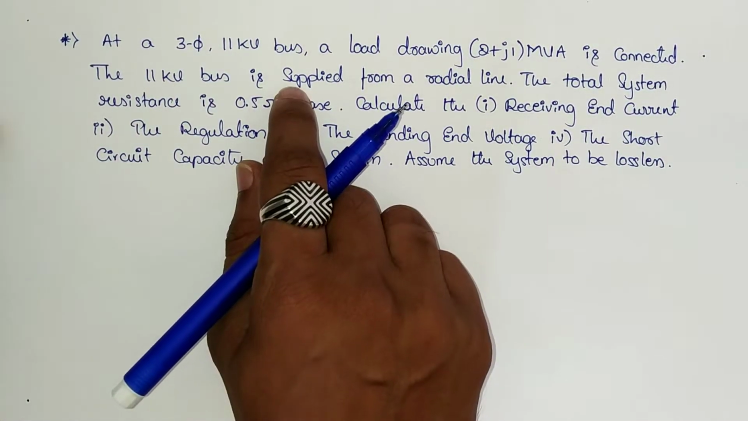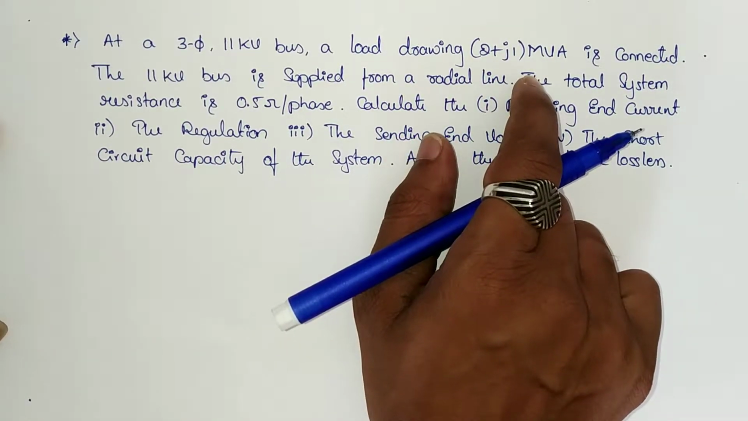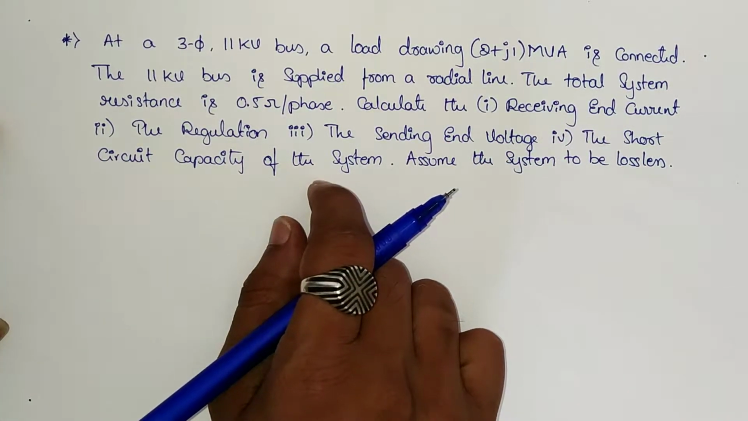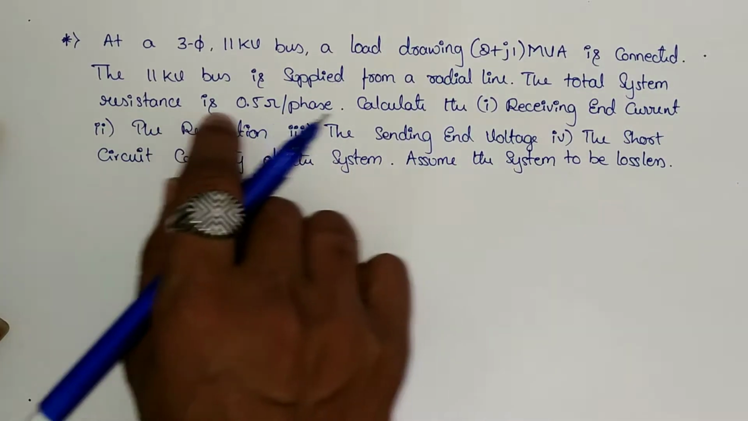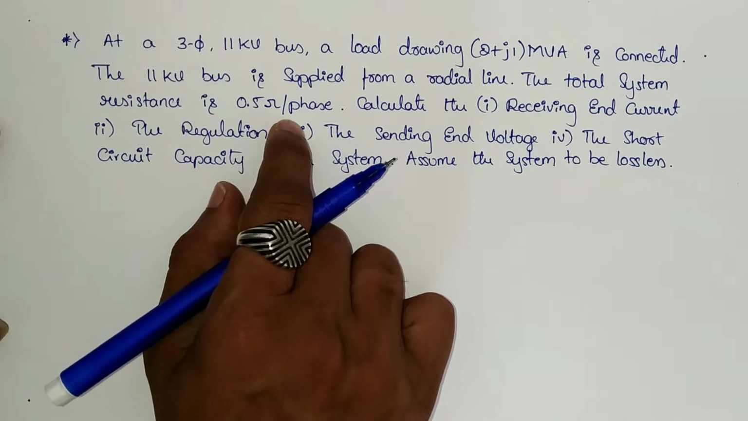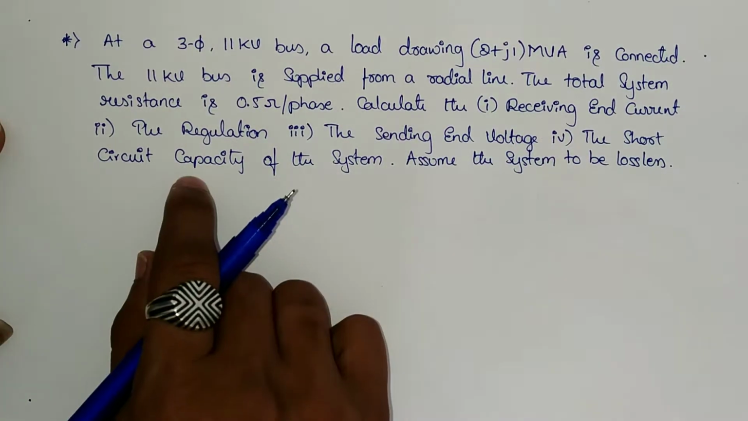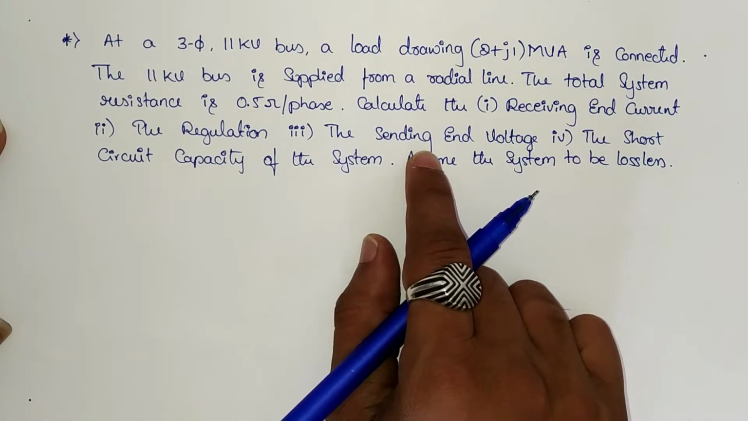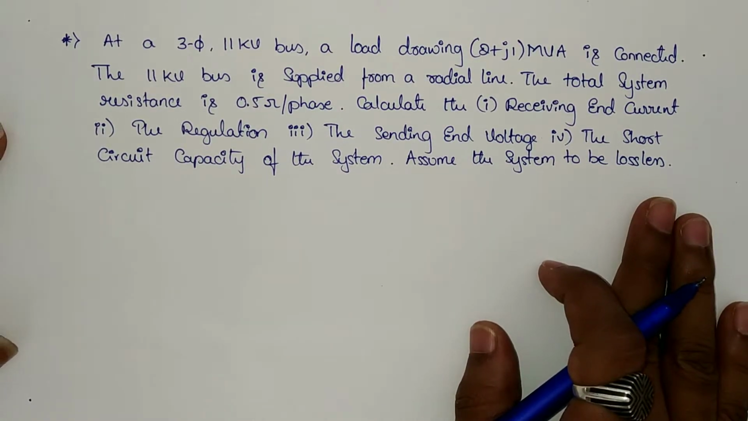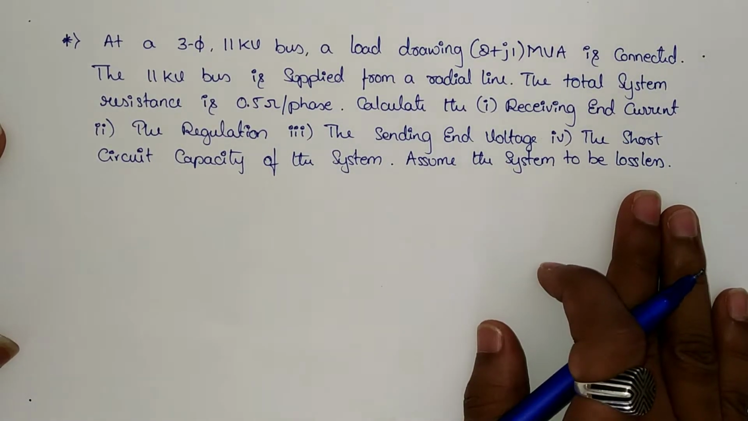At a 3-phase 11 kV bus, a load drawing 2 plus j1 MVA is connected. The radial line voltage is 11 kV. The total system resistance is 0.5 ohm per phase. We need to calculate these parameters: starting from the receiving end current, second one is regulation, the sending end voltage, and the short circuit capacity of the system. And here they have mentioned we need to assume the system to be a lossless system.